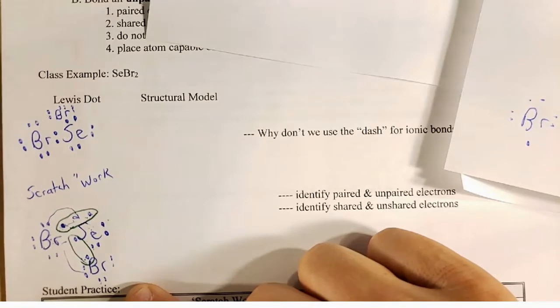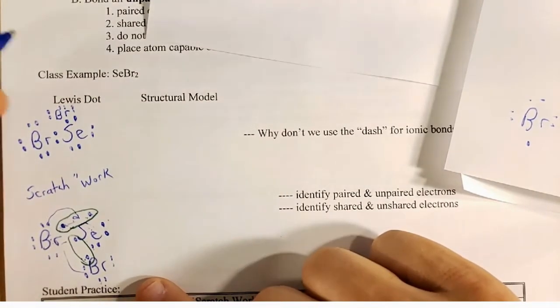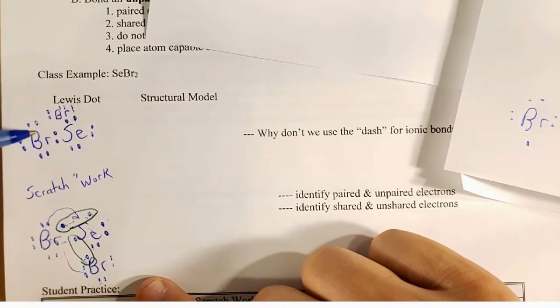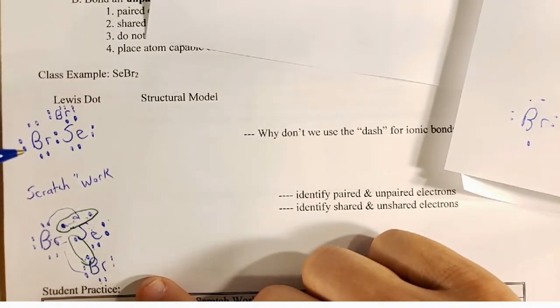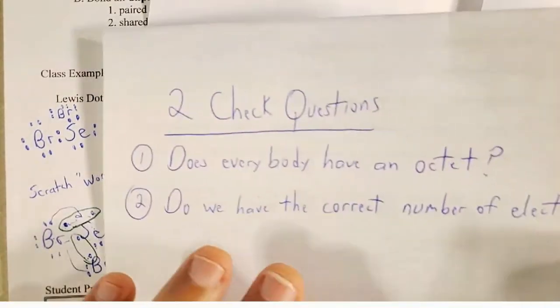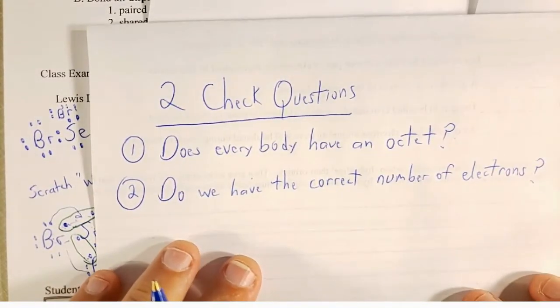And so we'll draw those three pairs in like that. So sorry, this is pretty ugly here. But there is our Lewis dot structure for this. Okay, now remember the whole reason in bonding was to be more stable. So before we say, yep, I'm done, we always want to ask ourselves what I call two check questions.